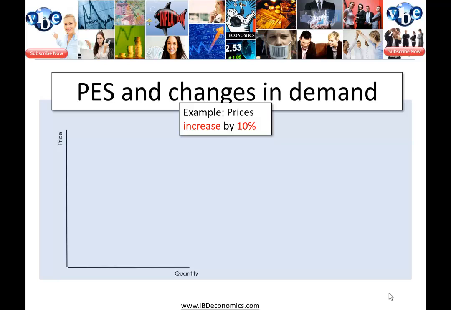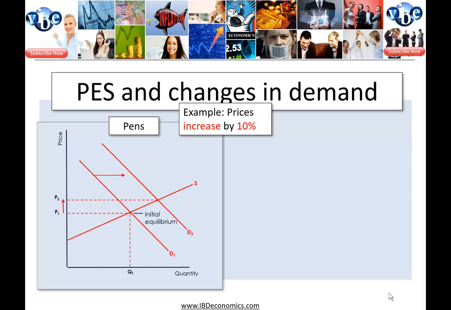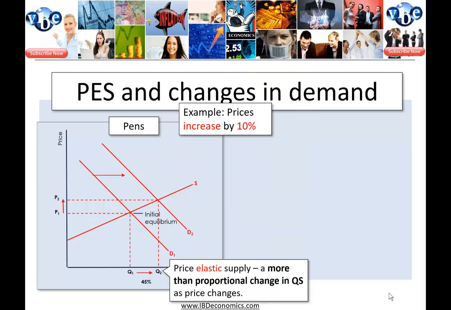PES and changes in demand. An example here, prices increased by 10%. Pens is a good. Where supply meets demand, we have our initial equilibrium, giving us an initial equilibrium price of P1 and equilibrium quantity of Q1. An increase in demand, this is a change in demand we're looking at. The demand curve shifts to the right, increasing price and increasing quantity demanded and supplied.